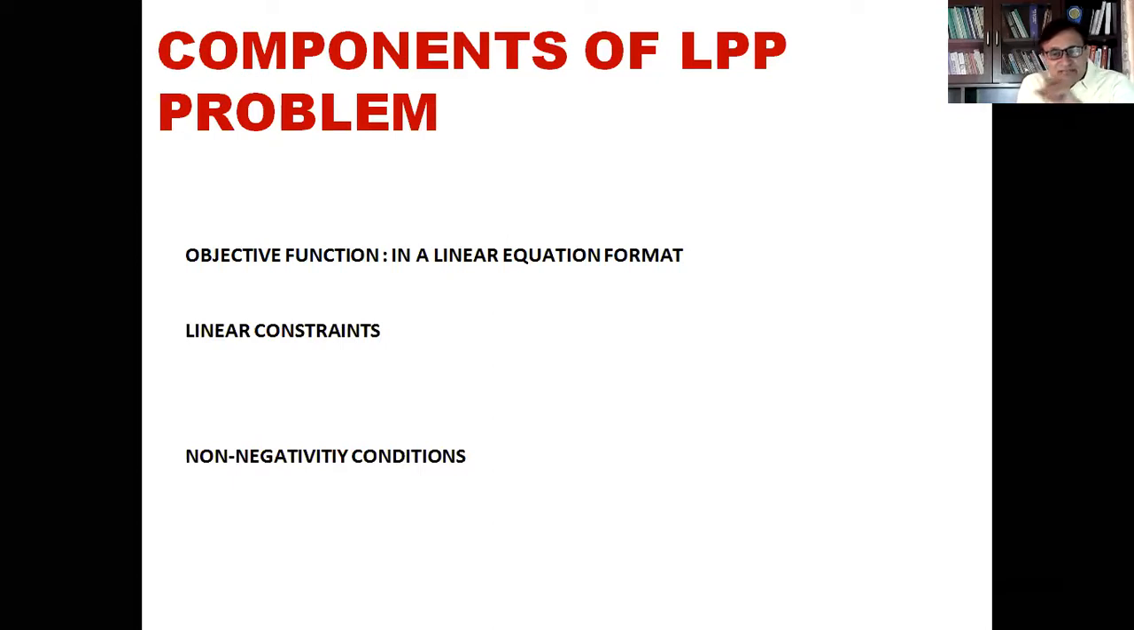So now we have defined the objective function as a linear equation. There is no 5x square or 5x cube. It means the format is a linear equation and all the decision variables are proportional and linear to each other.